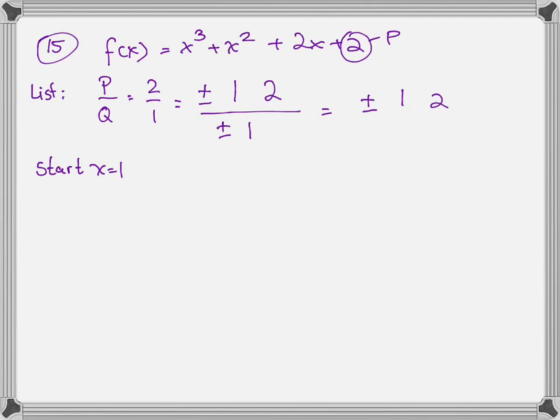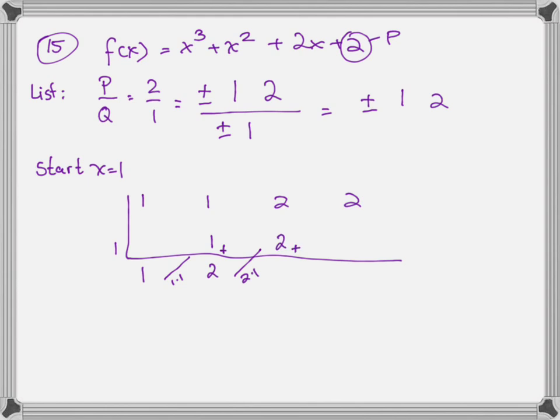Okay, back to our problem here. So we're going to start with 1. We're doing synthetic division. We have 1, 1, 2, and 2. And once we're done with that, I'll show you a different way we could have done that problem. We're going to do 1. Bring down the 1. 1 times 1 is 1. Don't get confused. Maybe you want to write this down. The arithmetic multiplication table is pretty simple. You add and you get 2. Then you have 2 times 1, which is also 2. You add and you get 4.